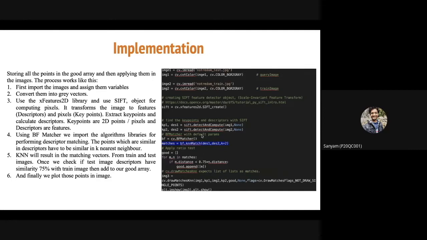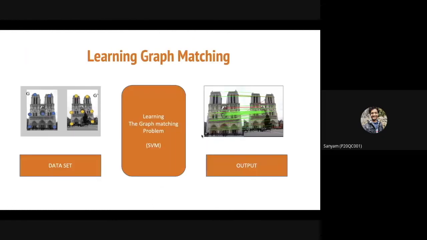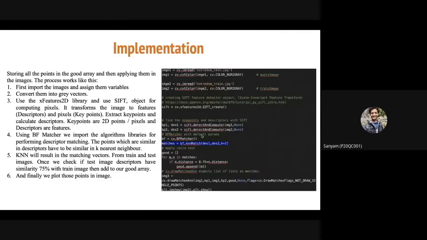Coming to the implementation, just to go through this phase quickly, we perform two operations to load the image. The first one is the query image, the second is the train image, and then we create an OpenCV object called SIFT. This object will detect and compute the key points and descriptors. Key points are the same thing which we have marked in this dataset image, the blue and yellow points, and the descriptors will be the pixels. And then we perform the matching between the training image and test image.